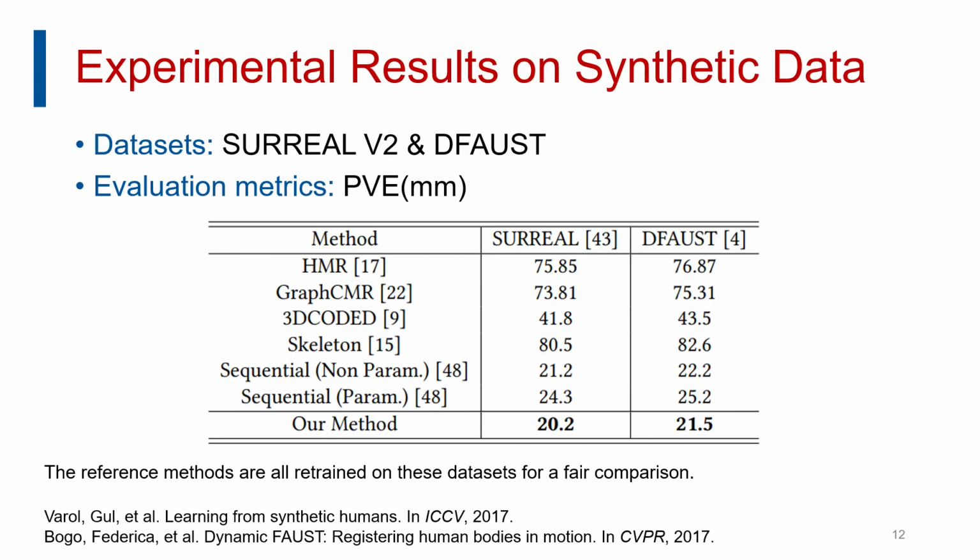VoteHMR is trained on synthetic datasets since they provide ground truth SMPL models for each input point cloud. We first conduct our experiments on two synthetic datasets, Surreal and dFaust. We compare VoteHMR with two depth image-based human mesh recovery methods by retraining the recent RGB-based HMR and GraphCMR methods on depth data. We also compare our model with 3D human mesh recovery methods on point clouds. Our method outperforms all baseline methods on the PVE metric.